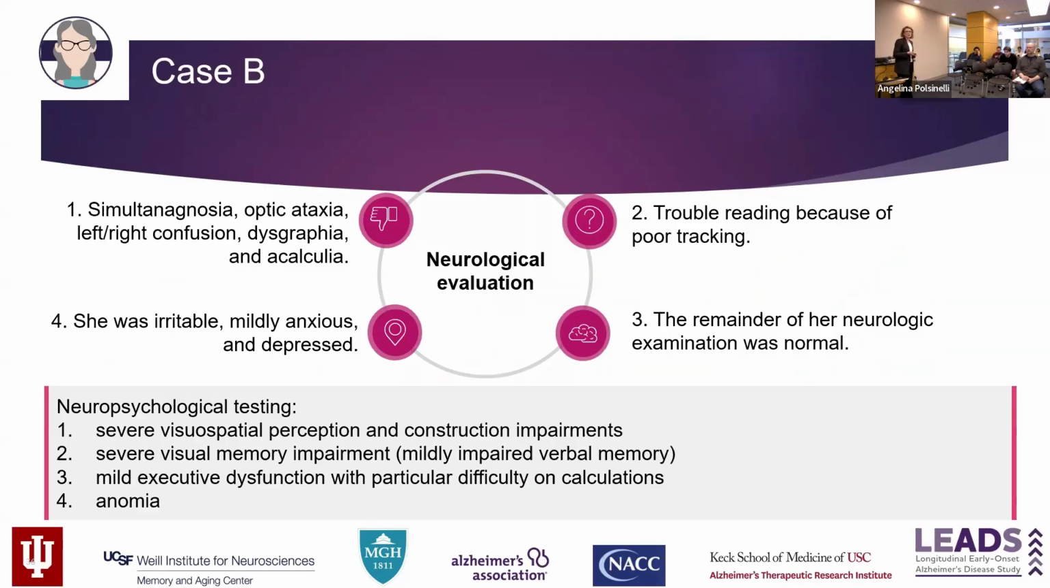Regardless, the visual spatial perception and construction impairment was the predominant impairment she was showing. She also had a severe visual memory impairment, but that's likely a result of the severe visual construction impairment, because her verbal memory was not as impaired. She also demonstrated some mild executive dysfunction, some trouble with calculations, and anomia.